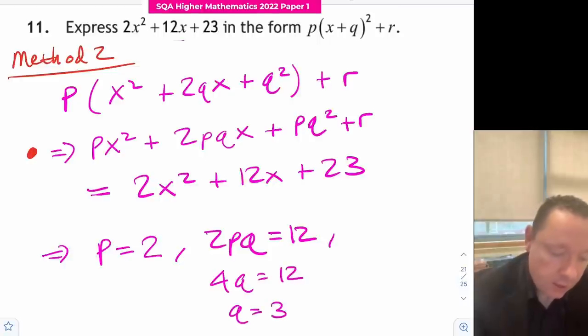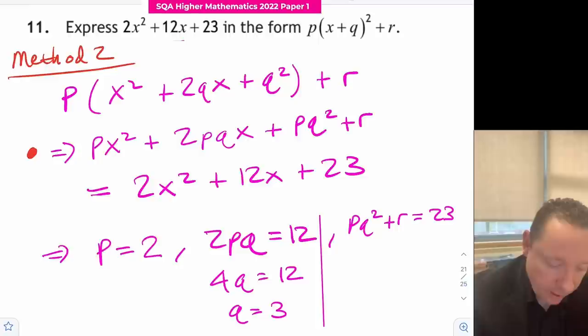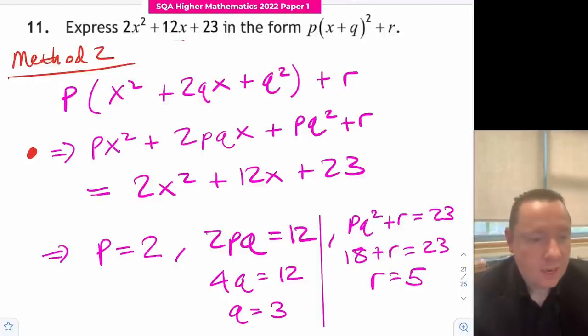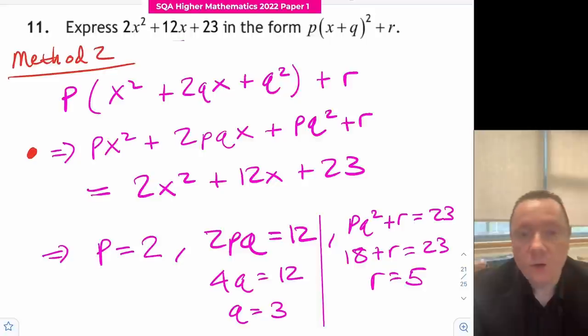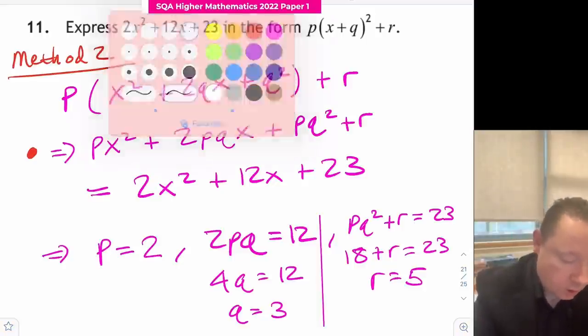And finally, we can see that pq squared, plus r, sorry, equals 23. But we already know that p is 2 and q is 3, so substituting that in, we get 2 times 9, which is 18, plus r equals 23, so r equals 5 in this case. If you got p equals 2, 2pq equals 12, and pq squared plus r equals 23, if you had written down those equations, you would have got a mark.